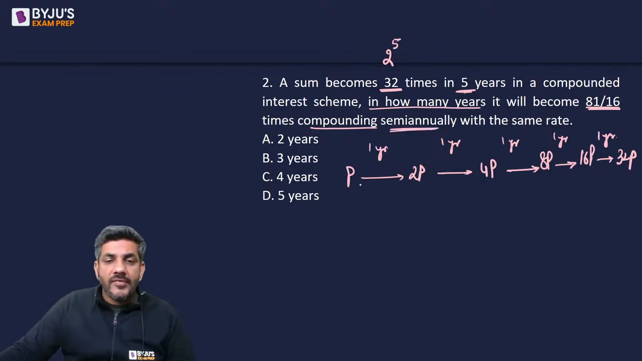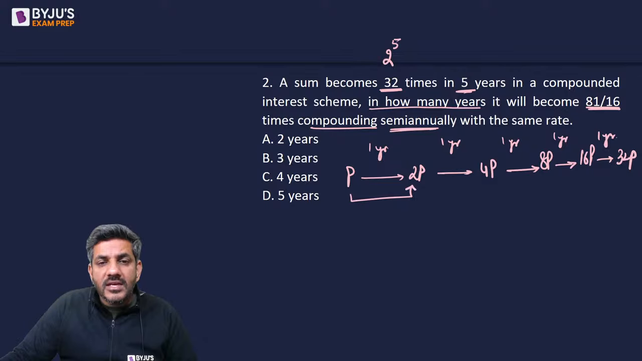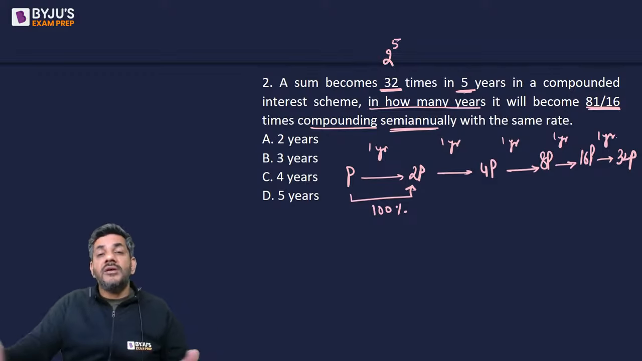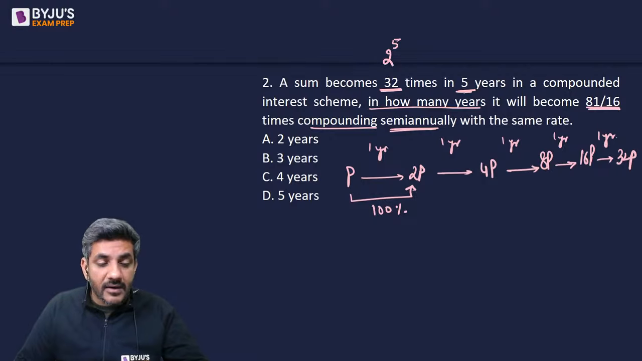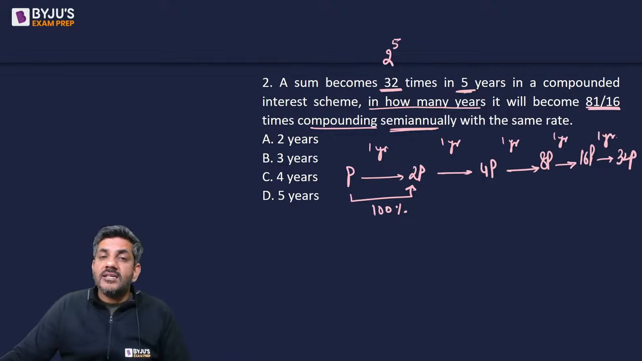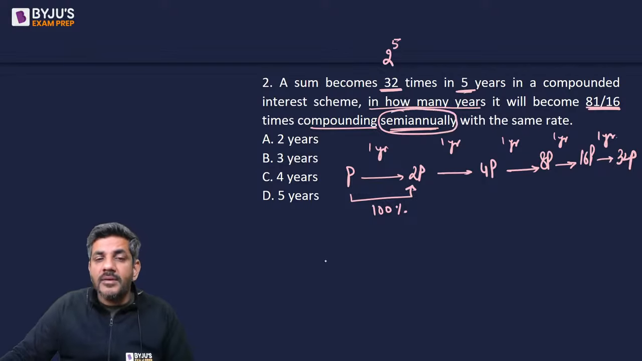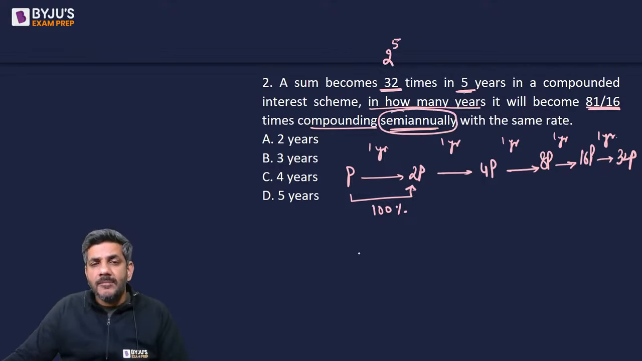Now first of all, if the money is getting doubled within a year, can I say the rate is 100%? Right? The rate must be 100%. अगर एक ही साल में पैसा डबल हो रहा है तो इसका सीधा मतलब ये है कि आपको 100% इंटरेस्ट मिल रहा है. If 100% is the interest for 1 year, so when you are compounding semi-annually, you will be getting 50% for every half a year, right?